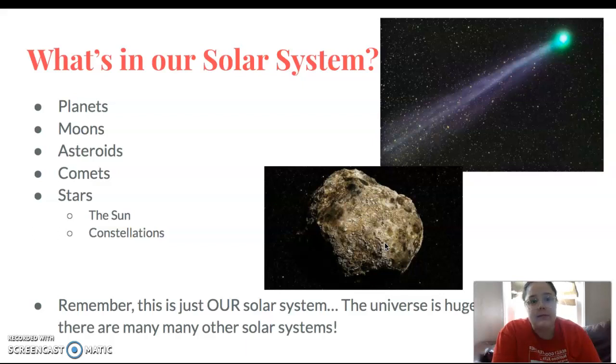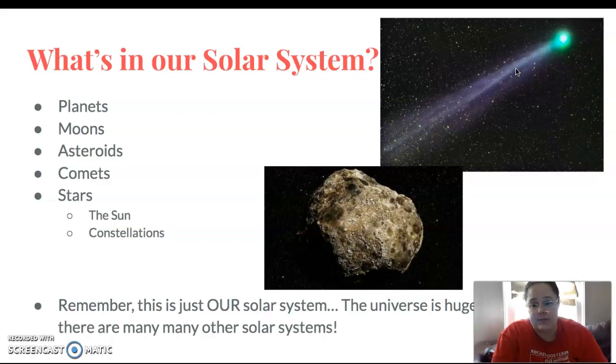There are comets. You might have heard of meteor showers. That is these little things in the sky. I believe they're pieces of star fragment. I'm not 100% sure, but they have that tail on them and they go around in our solar system at times. We have stars. There are smaller stars and there are bigger stars.